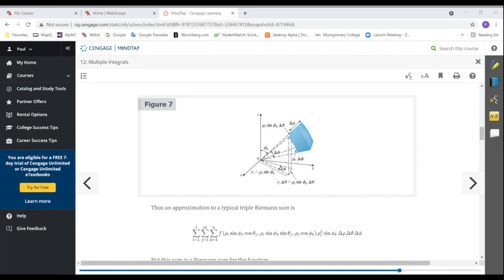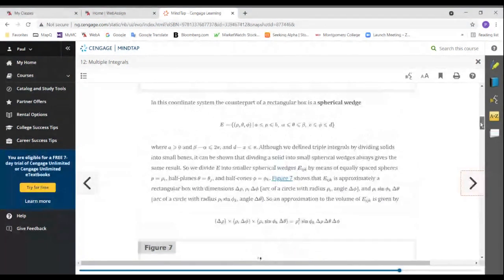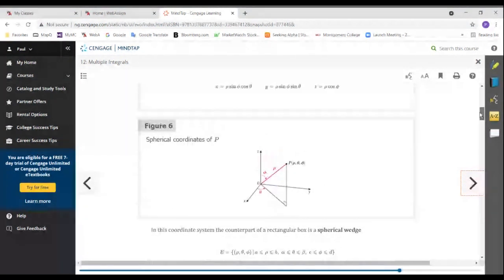Okay, we are recording. So now we're going to look at spherical coordinates. And remember, if you have a point in space, the spherical coordinates are rho, phi, and theta.